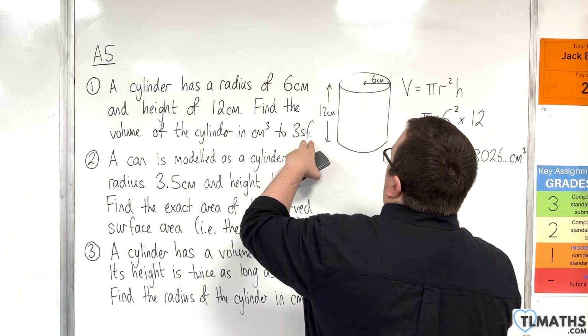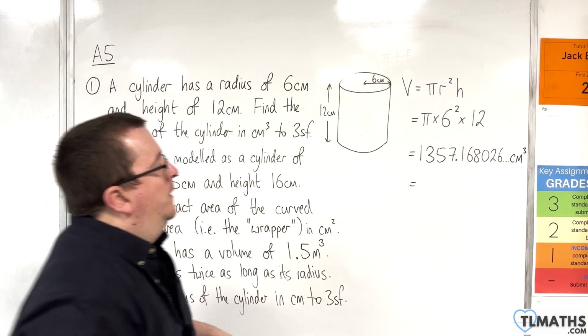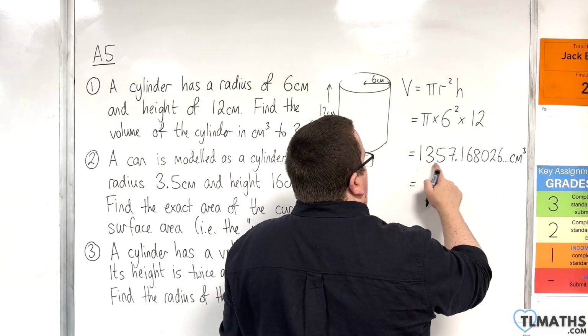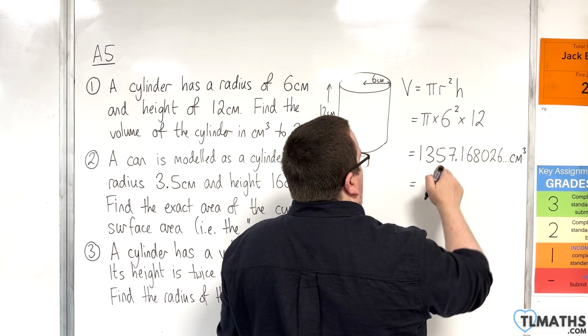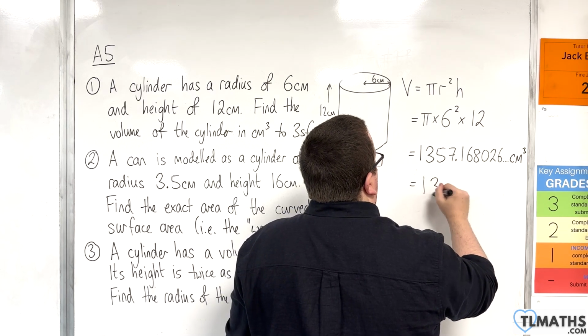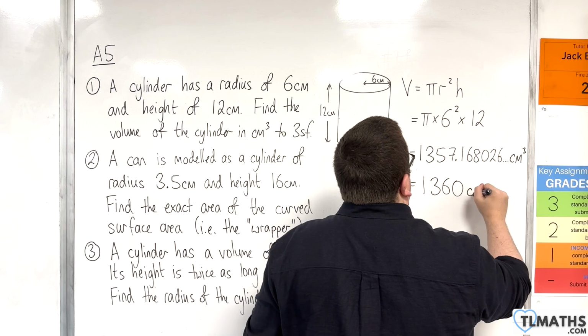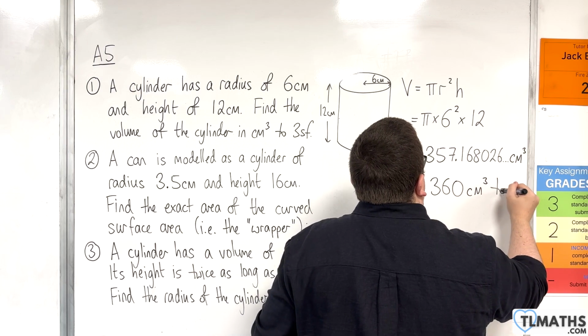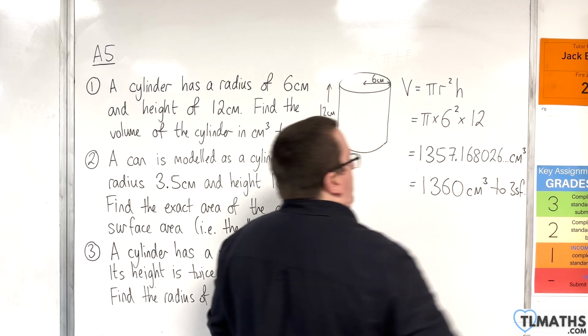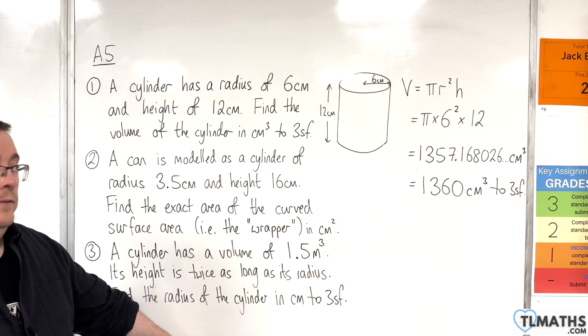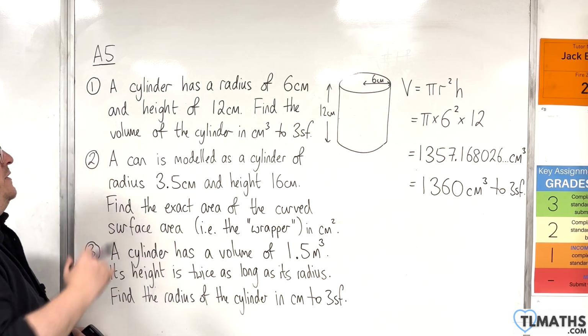but we want it to 3 significant figures. So that would be 1, 2, 3. The next one is 5 or more, so we want 1,360 cubic centimetres to 3 significant figures. So that's my answer to number 1.